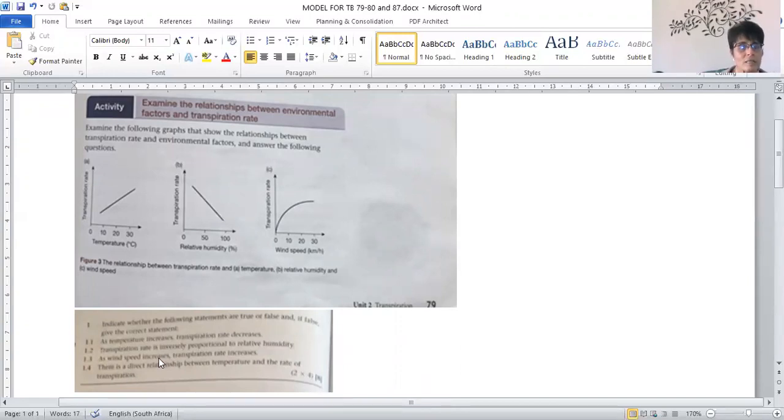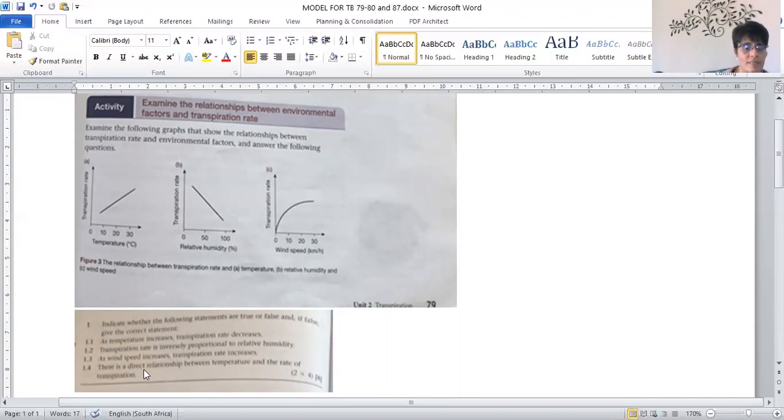Number 3, as wind speed increases, transpiration rate increases. Yes, you can see that transpiration rate increases here, but it also levels off. Because if the plant transpires too much, it's going to wilt very quickly. So what they will do is close their guard cells, some of them, so that they're only partially open, because they don't want too much water to be lost by transpiration, but they still want water and salts to move up through the plant so that the water and salts can be used by the different tissues. So that is true.